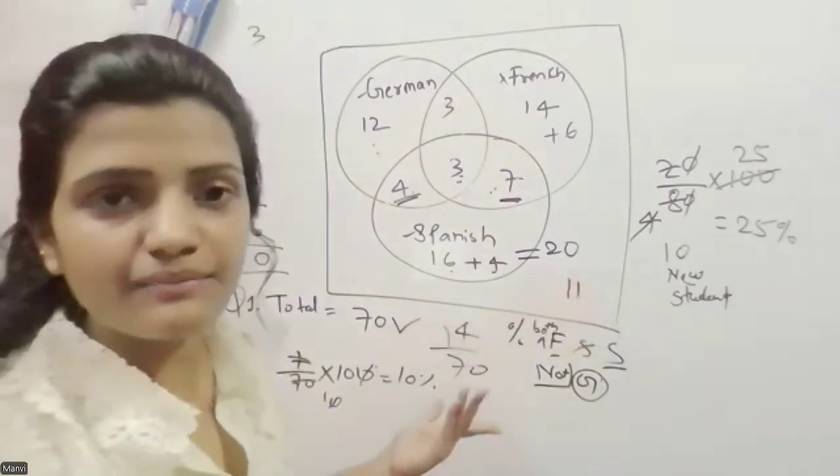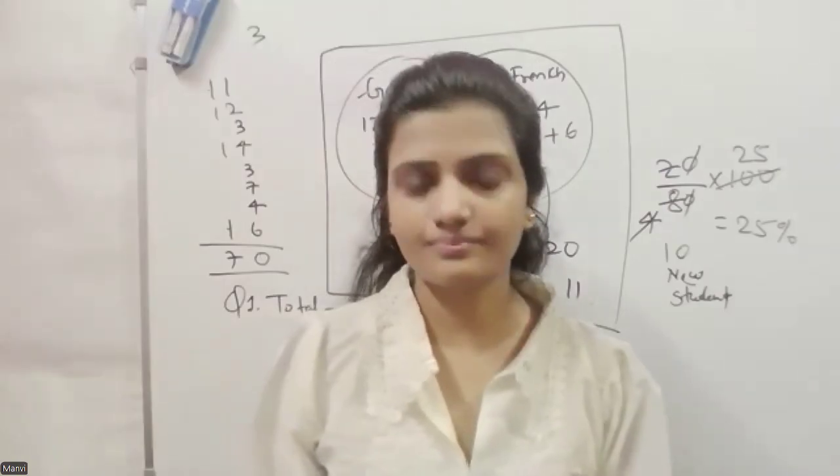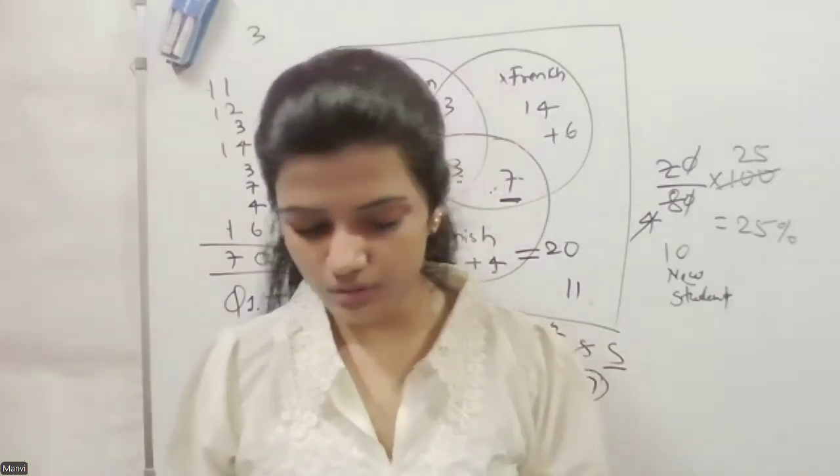And this 11 means none of them. Okay, Kavya? We completed our whole sheet.